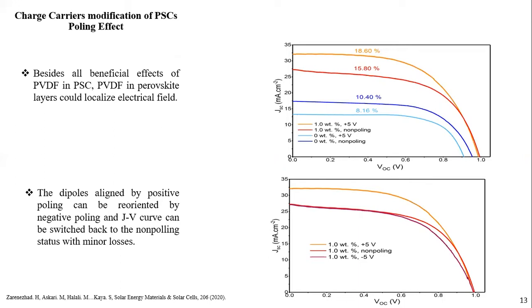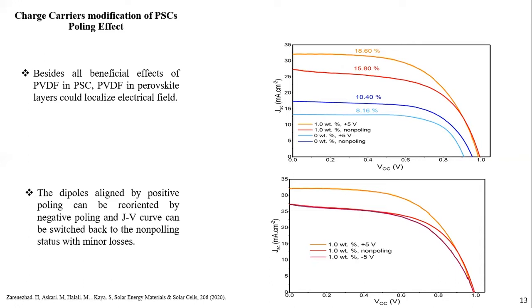Application of an external electrical field can orient dipoles within PVDF. This figure shows that the power conversion efficiency of the most promising sample, prepared with 1% PVDF, can be increased to 18.6% after positive poling. We note here that positive poling only affects samples with PVDF, and the power conversion efficiency of the perovskite solar cell in the absence of PVDF decreases from 10 to 8%. It means that the positive poling effect happens in the perovskite layer in the presence of PVDF as a photovoltaic additive.